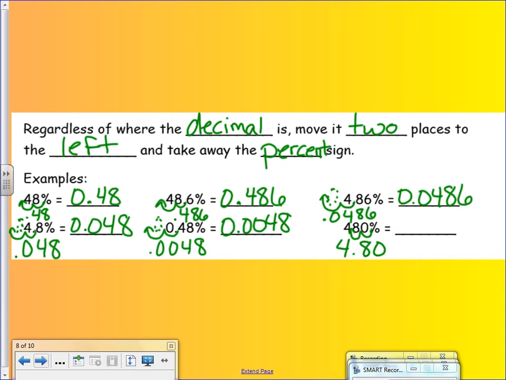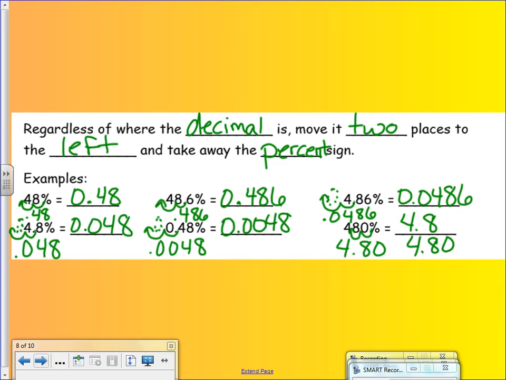Now I can write this problem 2 ways. I can write 4.8 and just get rid of the 0 at the end, because if it's after a decimal and there's a 0 on the end, we can drop it. Or I can write 4.80. I wouldn't mark you down for writing that one either way.